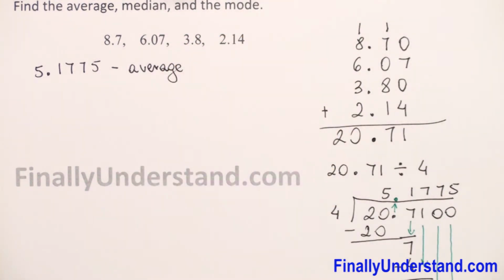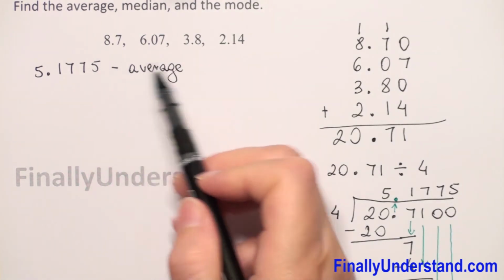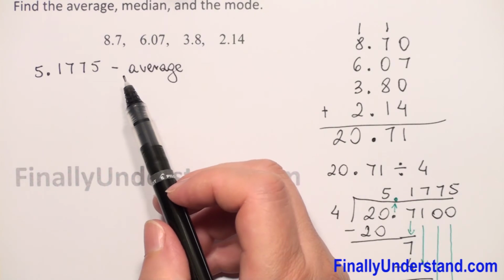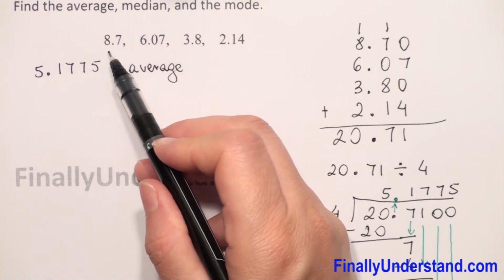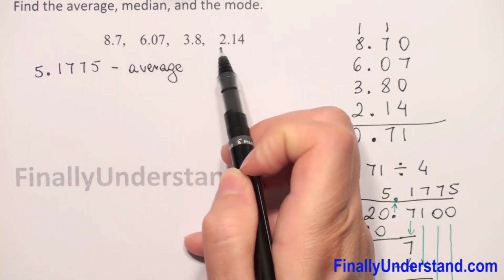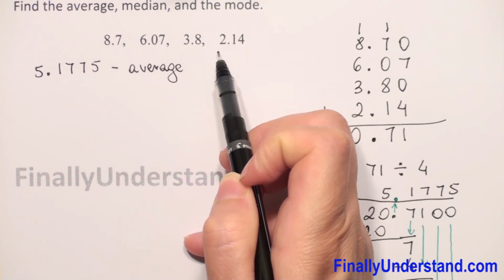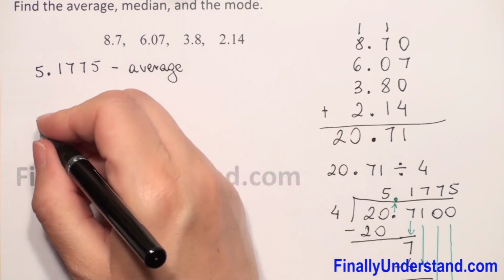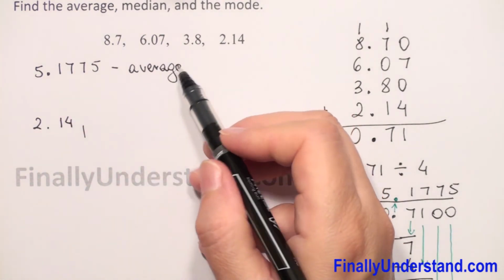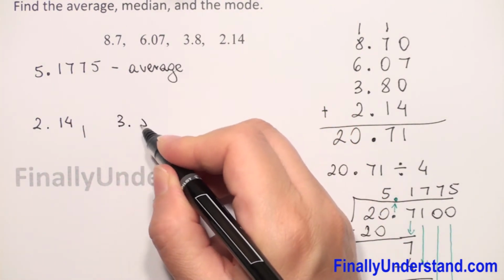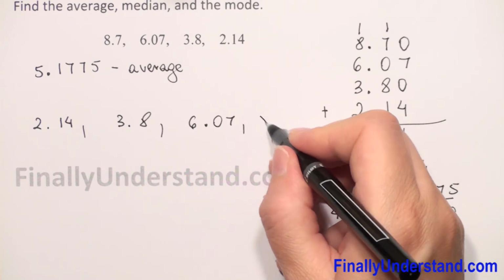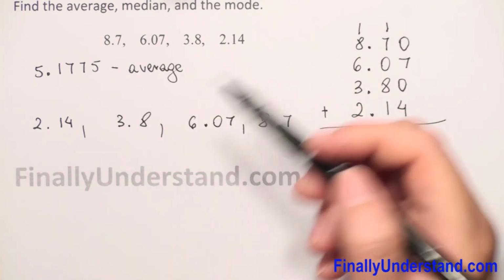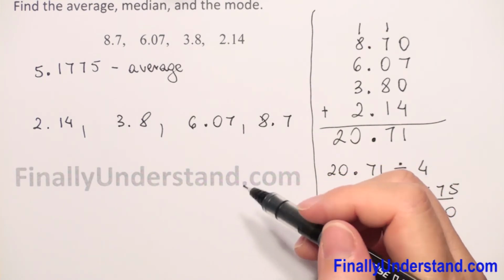What next? We have to find the median. And how do we find the median? First we have to write our numbers in order from smallest to largest. So how do we do this? First we check the whole numbers. We have 8, 6, 3, 2. So it's very easy. The smallest is 2, so first will be 2.14. The next number is 3.8. Next is 6.07. And the last will be 8.7. We have our numbers from smallest to largest.